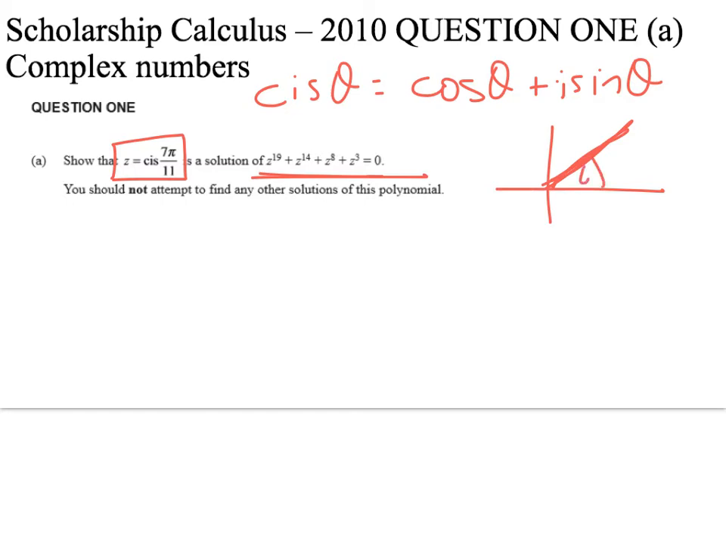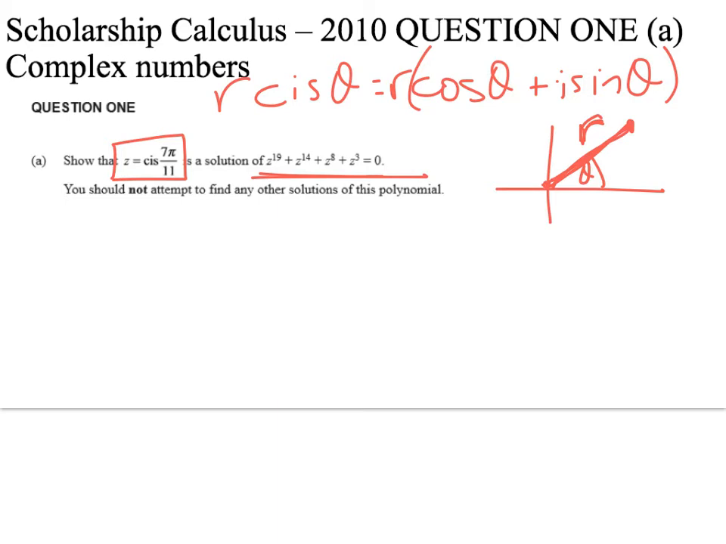So this is theta, okay, and if we put in r here, r cis theta, this is saying that we have a modulus, or a distance from the origin to that point, of r.